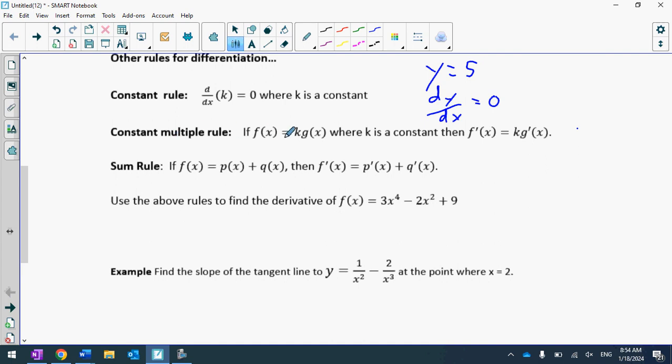The constant multiple rule says if you have a constant in front of a function, then the derivative is just the constant times the derivative of that function. An example of that would be if f of x is equal to, let's say, 6x to the power of 5, then you can take the derivative of x to the power of 5 using the power rule, and then just multiply by 6, and that's your derivative. It's not very surprising. This derivative would be 30x to the power of 4.